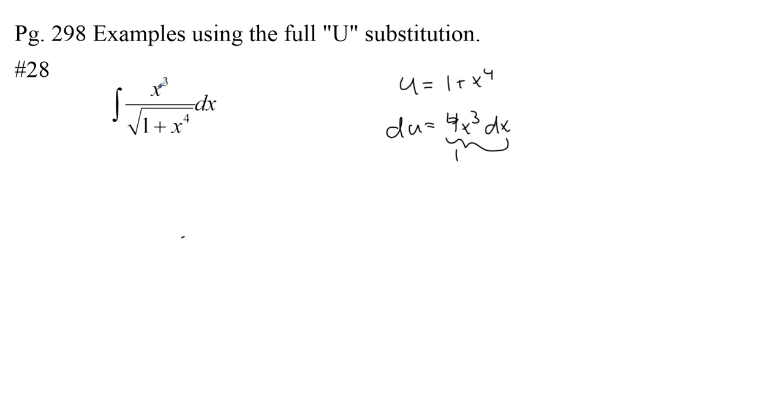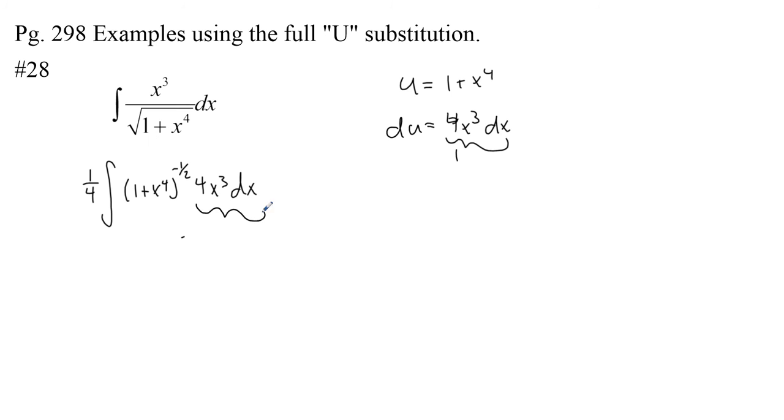So I see I have an x to the 3rd dx, but I don't have that 4. Well, that's okay because it's just a constant. So I can put that constant out front and go 1/4. We'll do the integral, and then we'll rewrite this. We'll say that this is 1 plus x to the 4th to the negative 1/2, and then we'll put that extra 4, x to the 3rd dx. Now, 4 times 1/4 is 1, so I am not changing this function.